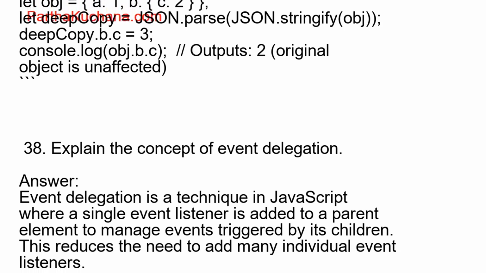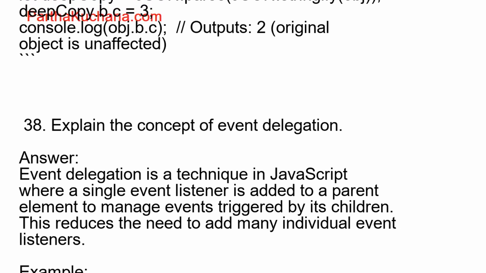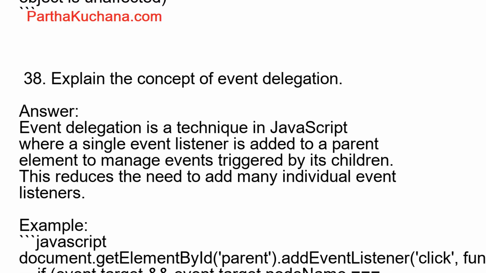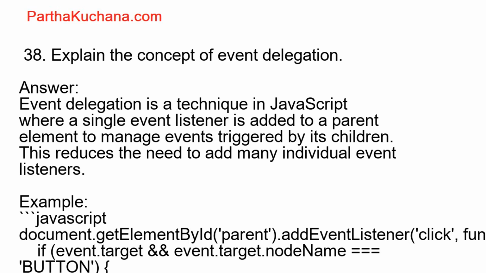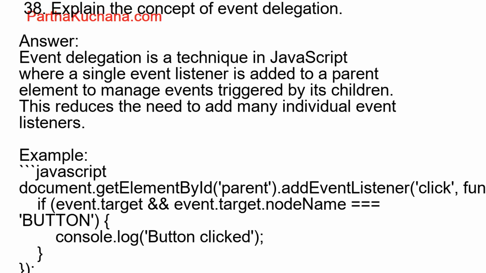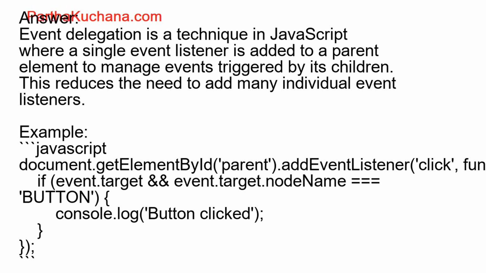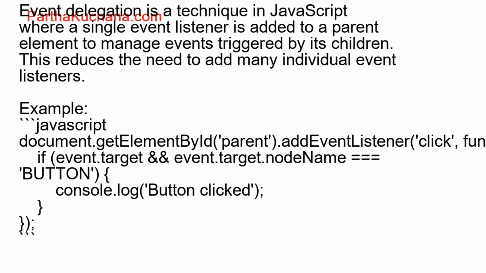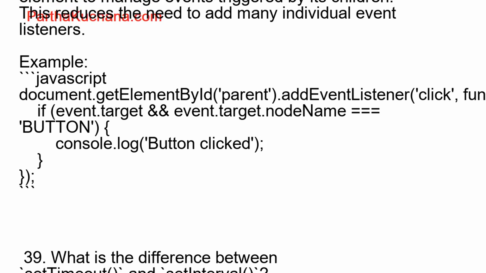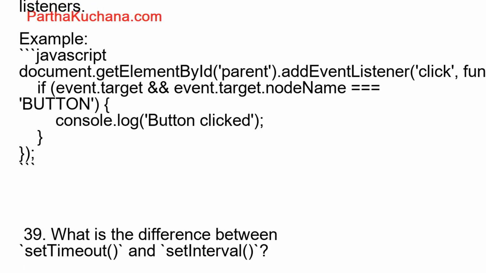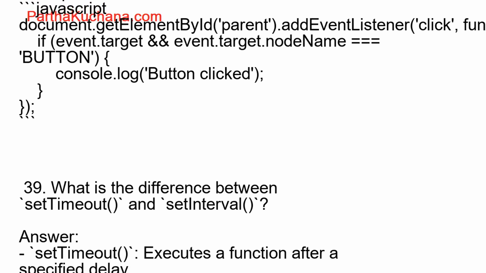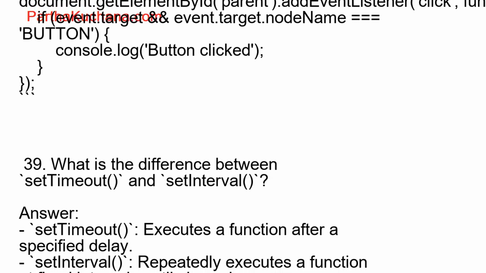40. What is the difference between Function.prototype.call and Function.prototype.apply? Answer. Both methods are used to invoke a function with a specific this value, but call takes arguments separately. Apply takes arguments as an array. Example, JavaScript. function greet(name) { console.log(`hello ${name}`); } greet.call(this, Alice); // call. greet.apply(this, [Bob]); // apply.